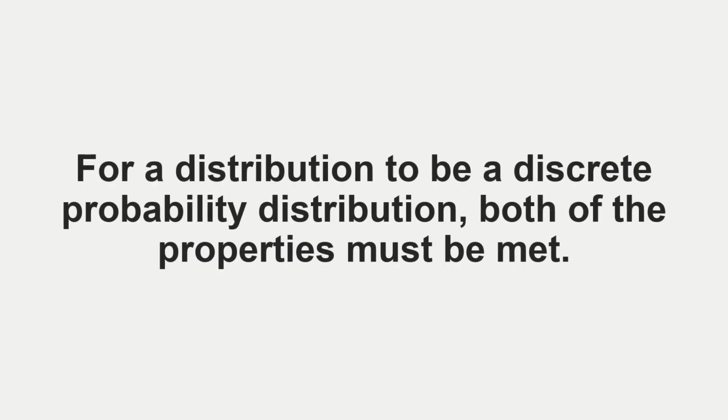So, for a distribution to be a discrete probability distribution, both of the properties must be met. It must satisfy property 1 as well as the second property.